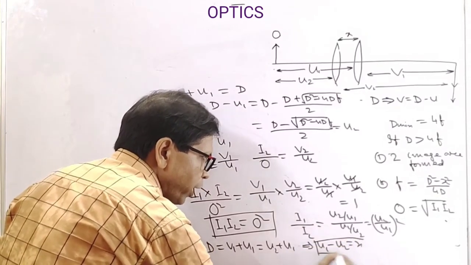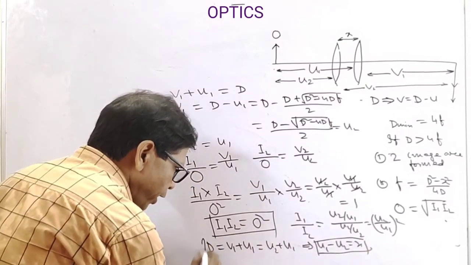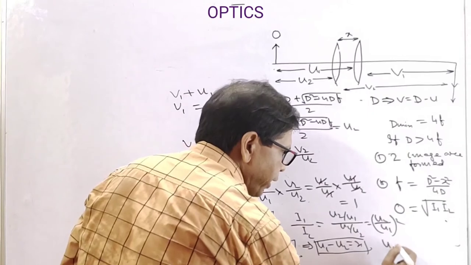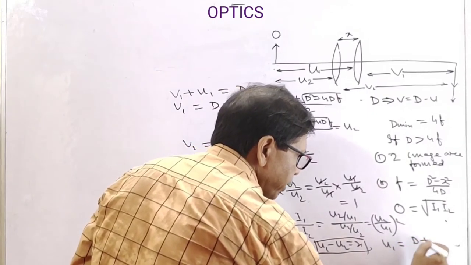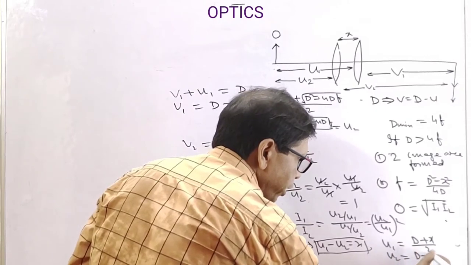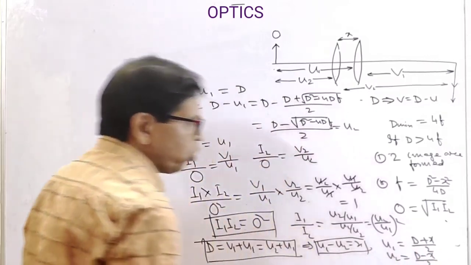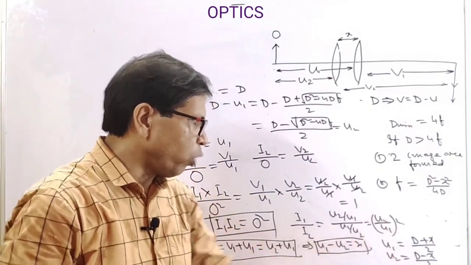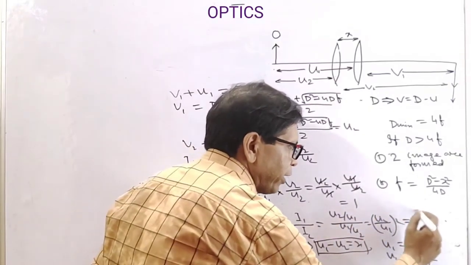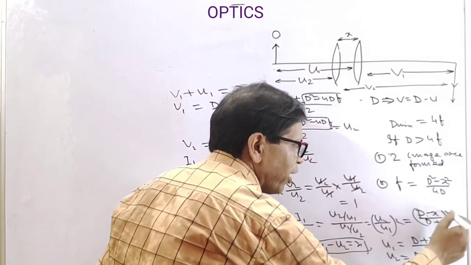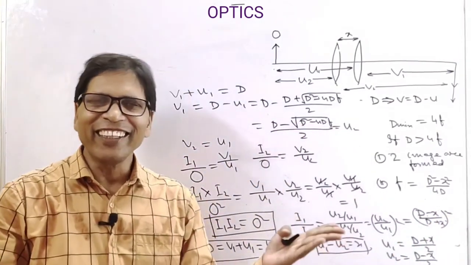So from these two relations, we can get u1 equals d plus x divided by 2 and u2 equals d minus x divided by 2. If we put these values of u2 and u1, we can get d minus x divided by d plus x whole square. Okay, understood?